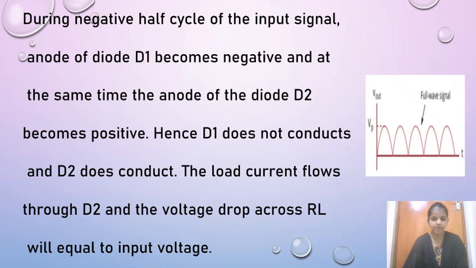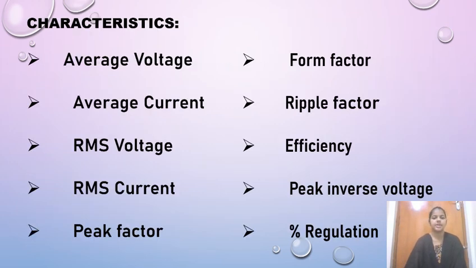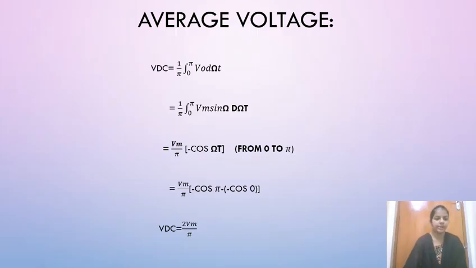The input signal is a full sine wave, and when it is fully rectified, the output has only positive half cycles, as shown in the figure. Next, there are some characteristics of the full wave rectifier. They are average voltage, average current, RMS voltage, RMS current, peak factor, form factor, ripple factor, efficiency, peak inverse voltage, and percentage regulation.